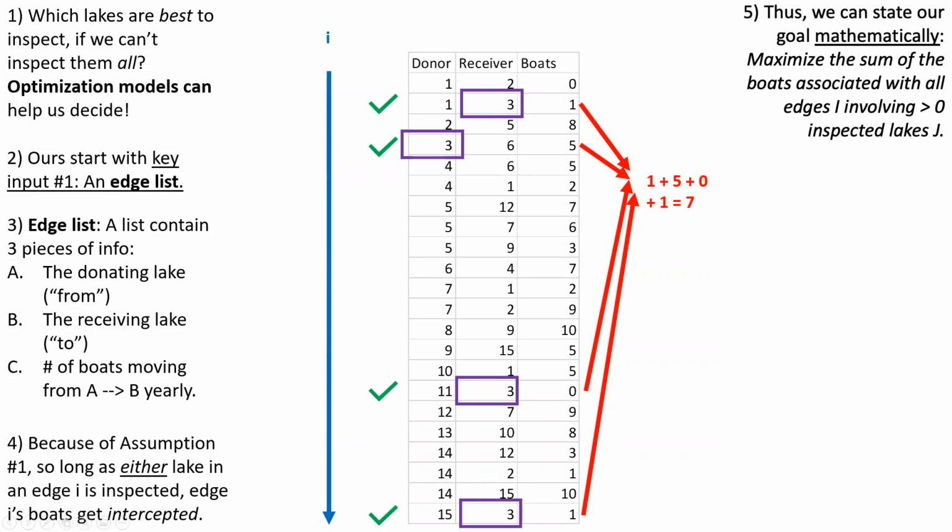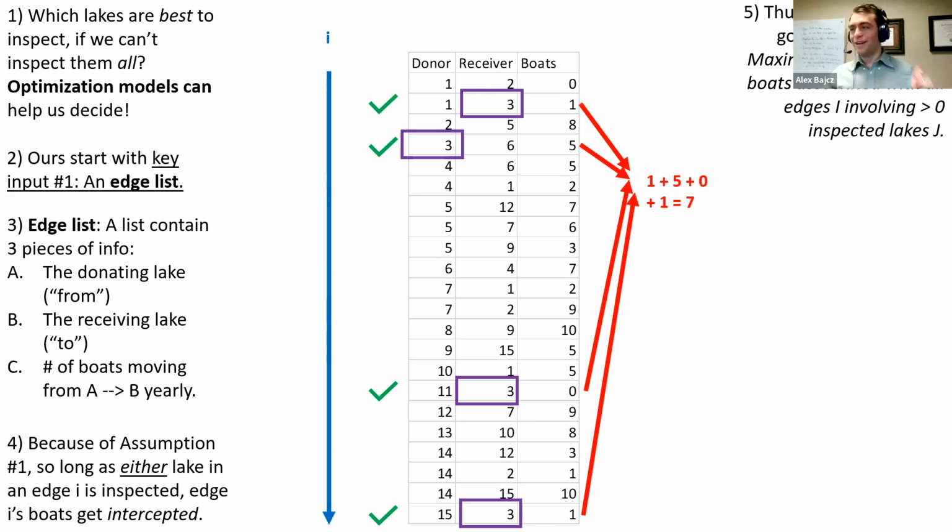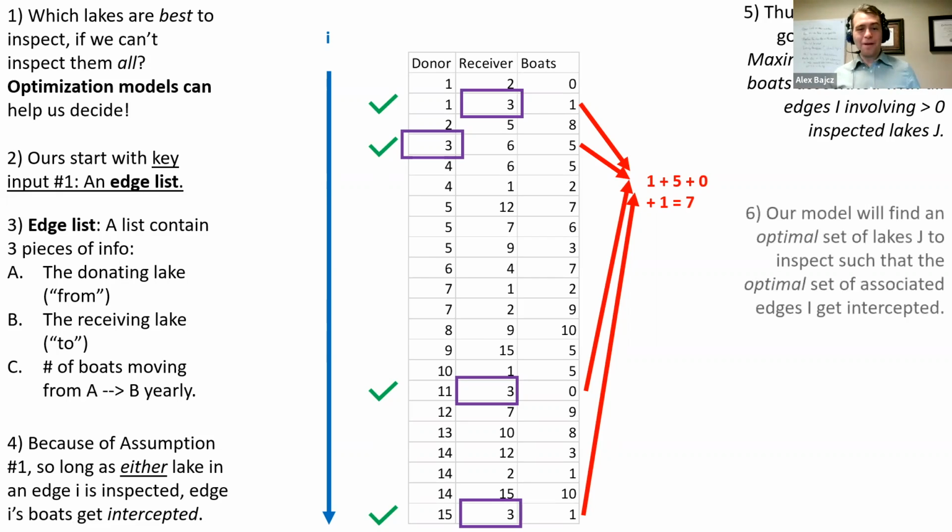It turns out that if you give a computer a problem like this one and enough time to solve it, it can actually find, thanks to mathematical wizardry, a provably optimal answer. It can tell you what lakes you should be intercepting or inspecting and how many edges you should be intercepting as a result of doing that. It's very cool, really. So our model is going to be searching to find the optimal set of lakes to inspect so as to be able to intercept as many boats moving along as many edges as possible.